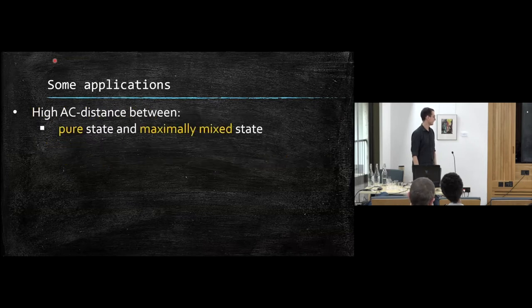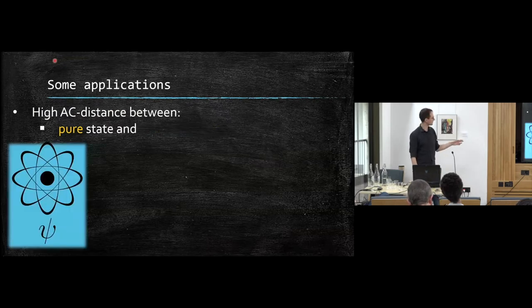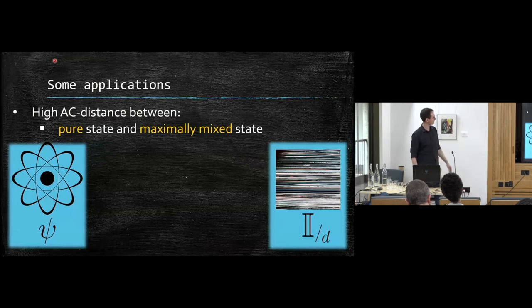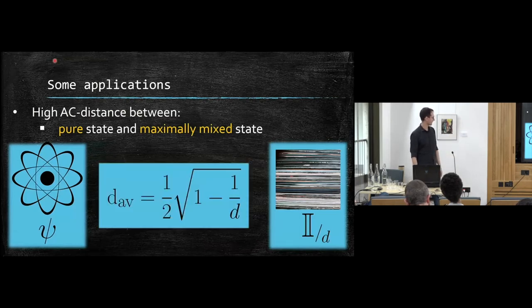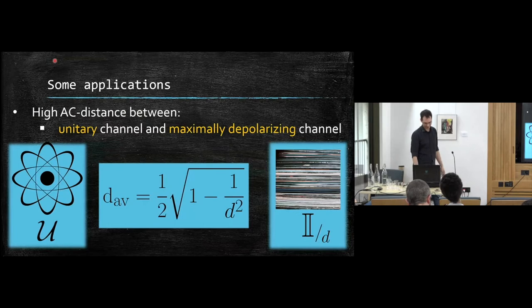This is the case, for example, when you want to distinguish any pure state from the maximally mixed state. So you have some pure state and there you have complete noise, and you want to distinguish between them. The distance in this case is basically a constant, 1 over d, where d is the dimension of the Hilbert space. So they are far away, which means that they can be distinguished. And there is a very similar scenario for a unitary channel and the maximally depolarizing channel. In this case it even converges faster to a constant.